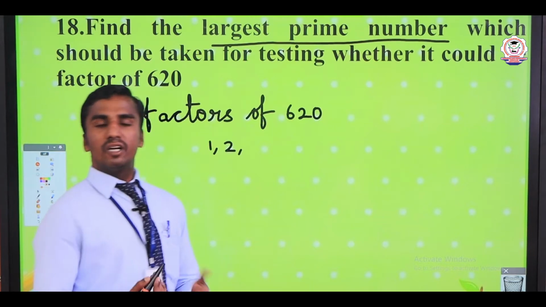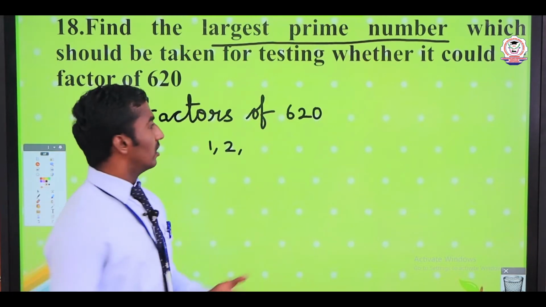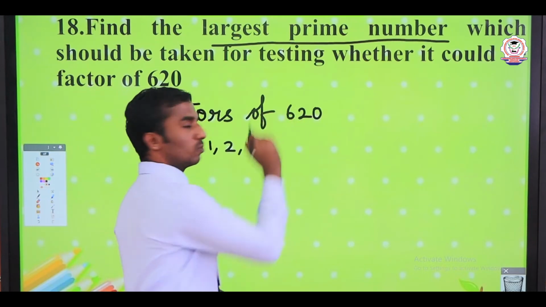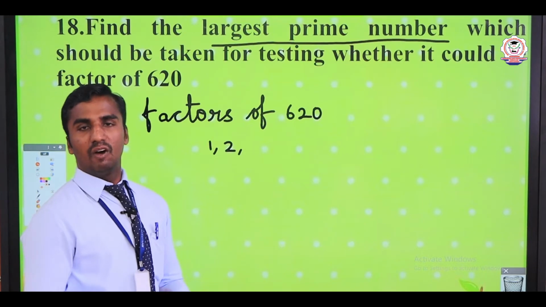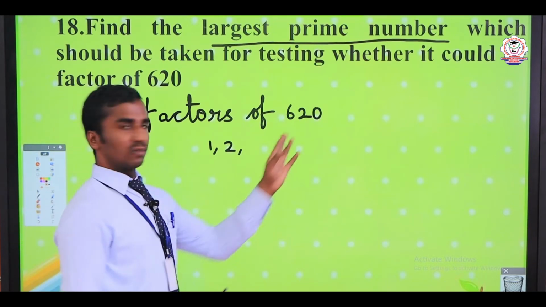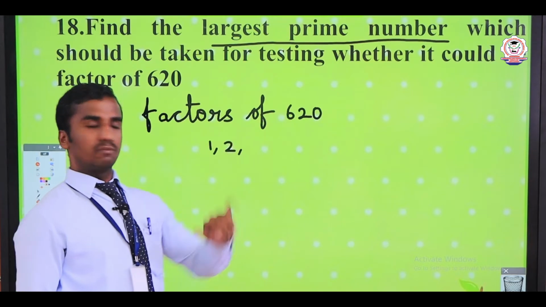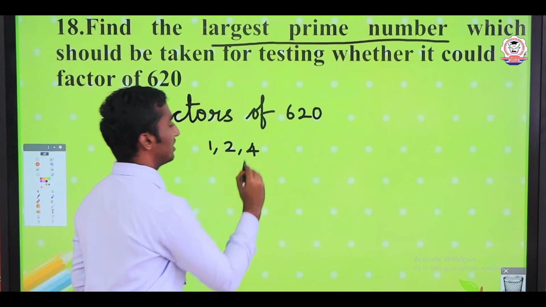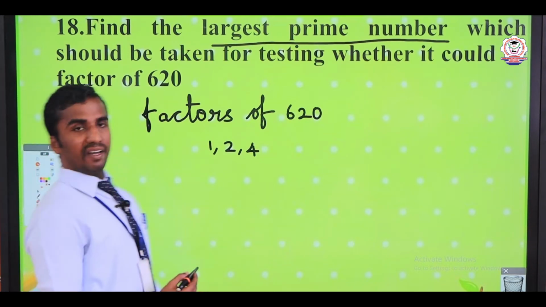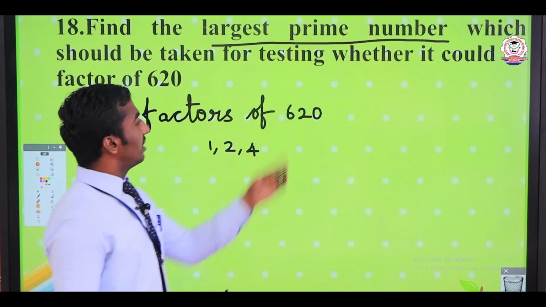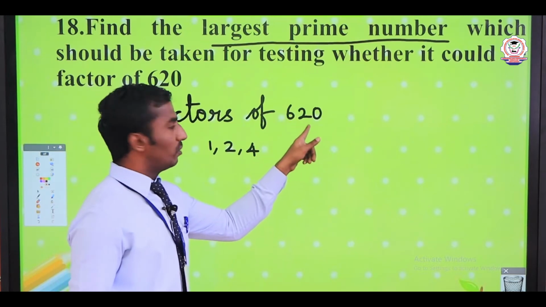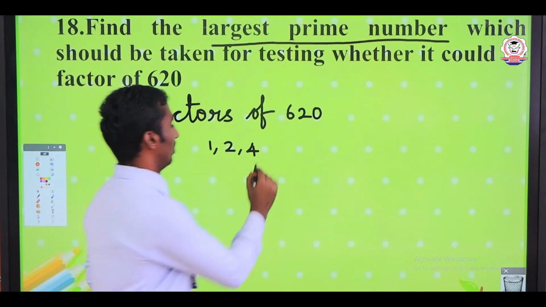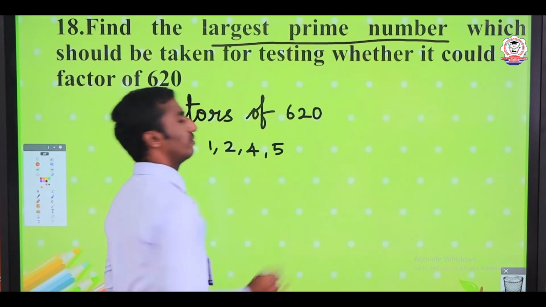Next, 4. Divisible by 4 means we check the last 2 digits, the ones place and tens place, which is 20. 20 is divisible by 4, 5 times. So 620 is divisible by 4. Next, 5. For divisibility by 5, the unit place is 0 or 5. Here the unit place is 0, so 620 is divisible by 5.